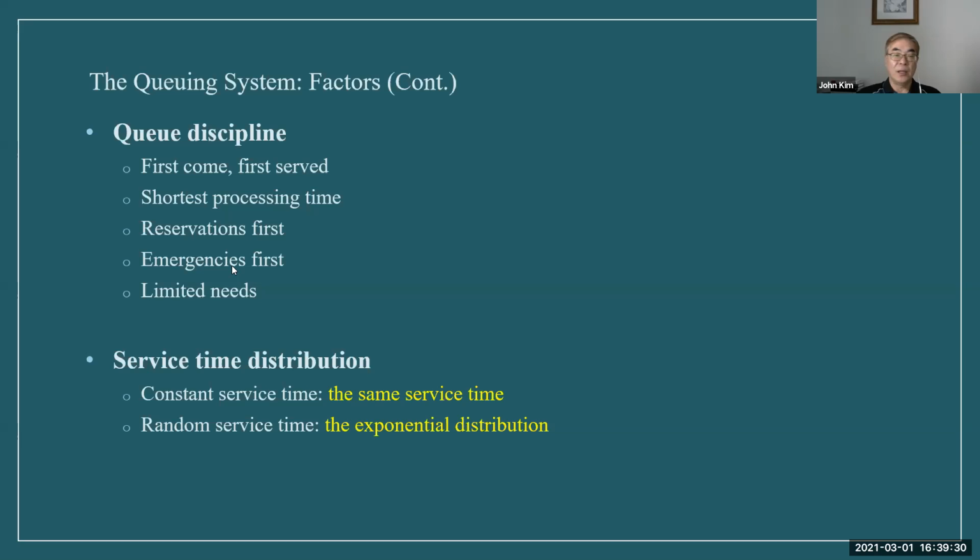And then emergency, whoever is urgent gets service first, like more blood, less blood, maybe more blood and emergency first. And limited, like whoever has a ticket. So 100 ticket holders, give them service like that. And then service time distribution, the same as arrival. Constant service time: if service time is the same every time, then constant. And random service: if the service time is different, then it follows this exponential distribution.